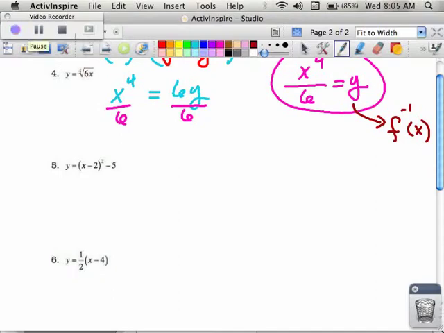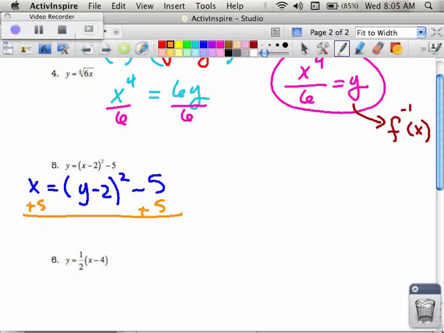In example number 5, same kind of idea. Step number 1, we're going to switch the x and the y's first. So I have x equals parentheses y minus 2 parentheses squared minus 5. So step 1, always switch the x and the y when you're finding the inverse. And now I have to get to the y thing. So I always work from the outside all the way to the inside. To get rid of that minus 5, I'm going to add 5 to both sides. So add 5 to the right to get rid of that 5, add 5 to the left.